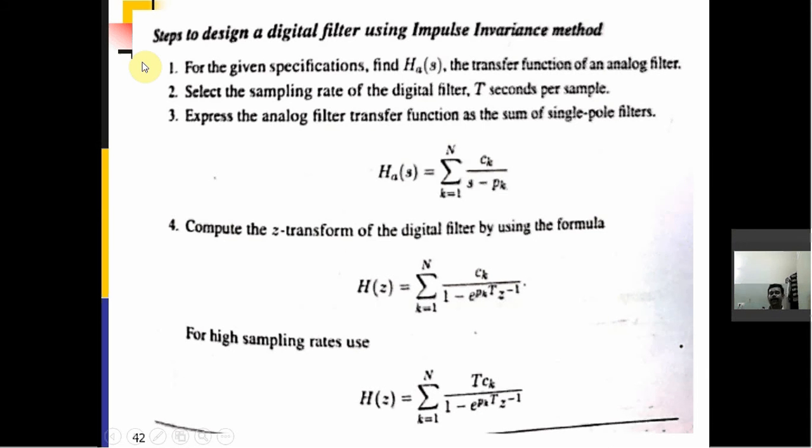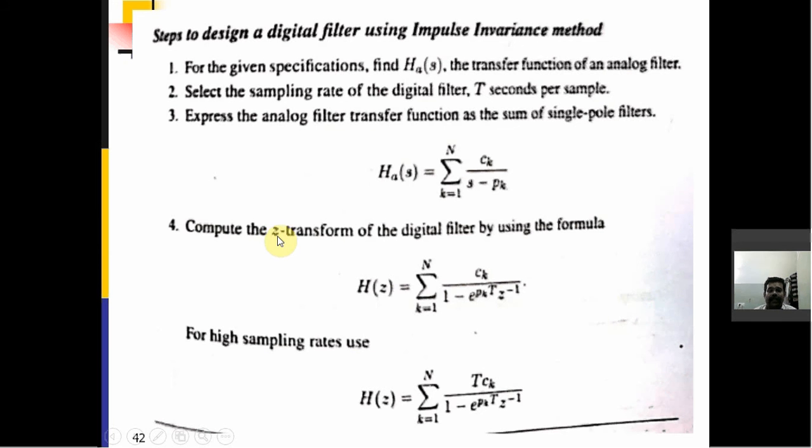Next, we are going to see the steps to design a digital filter using the impulse invariant method. From the given specification, find H_a(s). What is H_a(s)? That is the analog system function, or the transfer function of the analog filter. Select the sampling rate of the digital filter, T seconds per sample. Express the analog filter transfer function as a sum of single pole filters. We have already seen that the analog transfer function H_a(s) can be represented as summation of k equals 1 to N, c_k divided by s minus p_k.